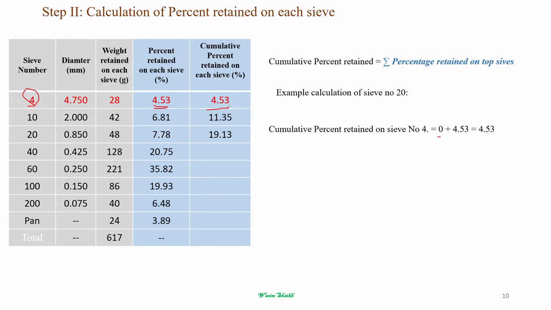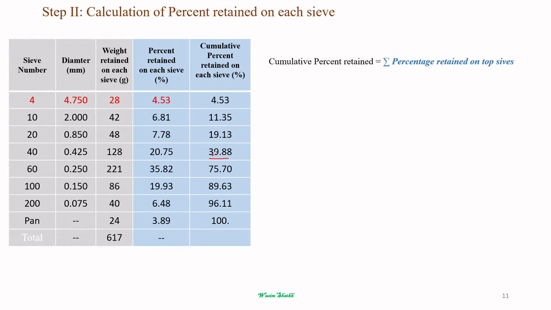Okay, so next, once we have this value, what you can do is just add these two values, then you will get this 75.70. Then add these two values, then you will get 89.63. Add these two values again, and you will get 96.11. Add these two values, you will get 100%. So this is how we calculate cumulative percentage retained.